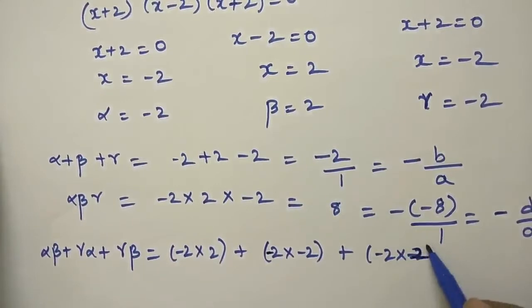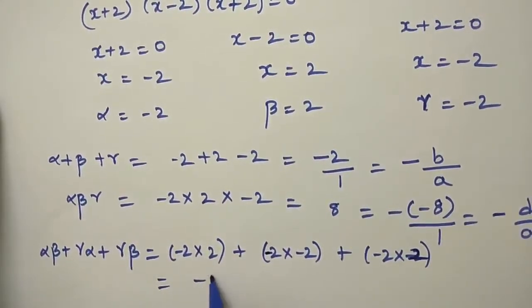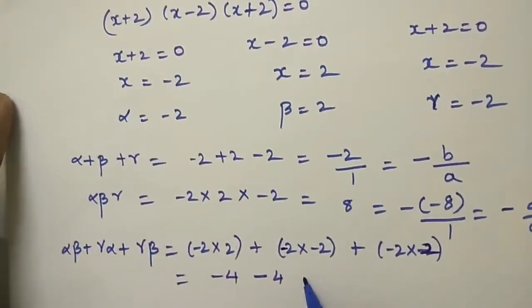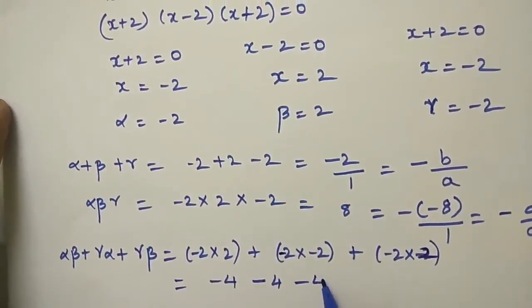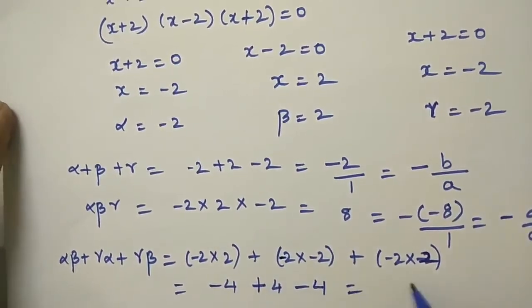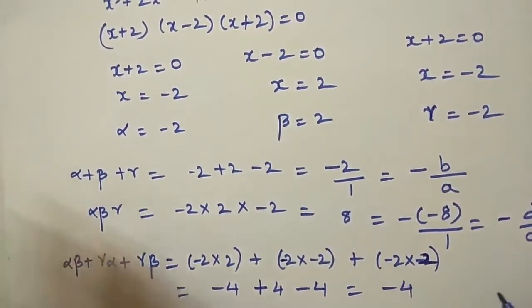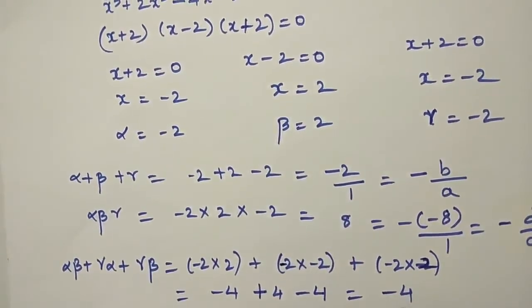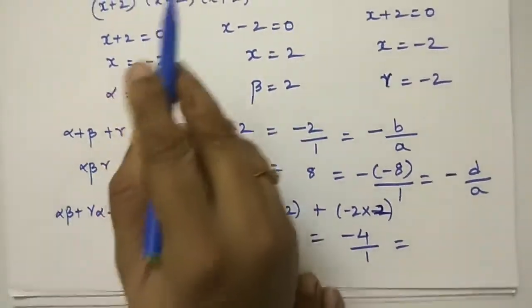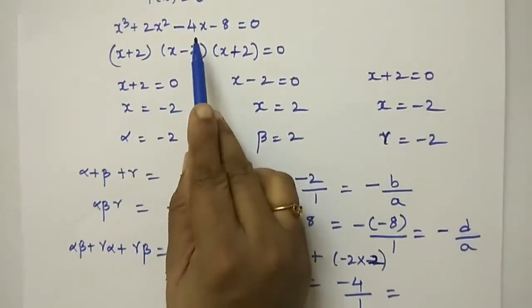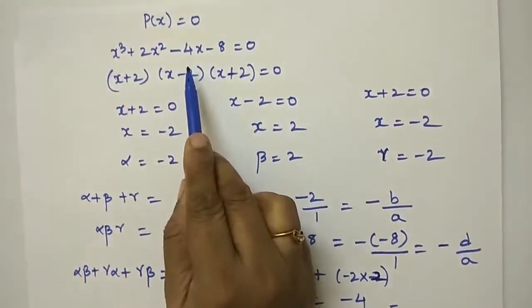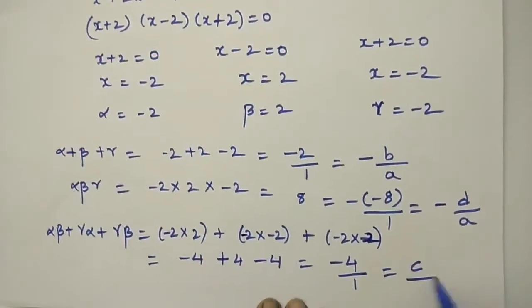Beta is 2, right? So you will get minus 4 and minus 4. Sorry, here plus 4 and here minus 4. You will get minus 4. Is it not? Minus 4 can be written as minus 4 by 1. This is nothing but the quotient of x. Okay, we have taken in general algebraic expression as c. Is it not? Write down here c by a.